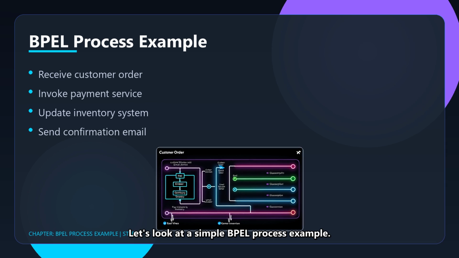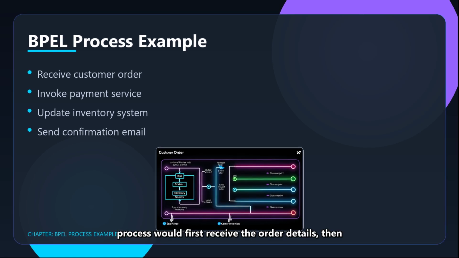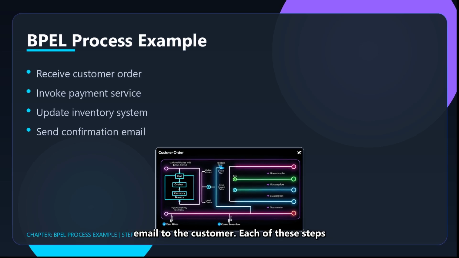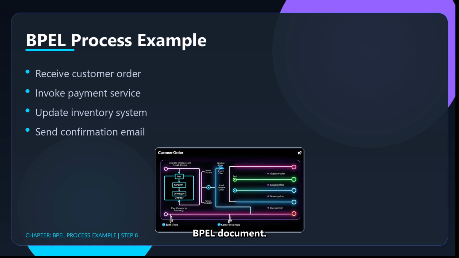Let's look at a simple BPEL process example. Imagine a customer places an order. The BPEL process would first receive the order details, then invoke a payment service to charge the customer. Next, it would update the inventory system to reflect the sale, and finally, send a confirmation email to the customer. Each of these steps is defined as a service invocation in the BPEL document.